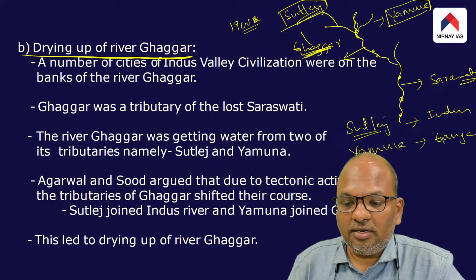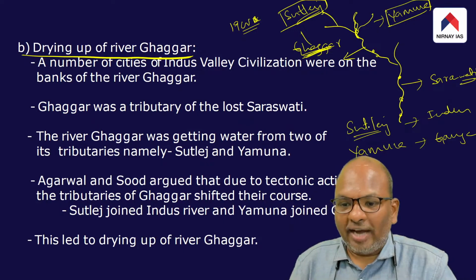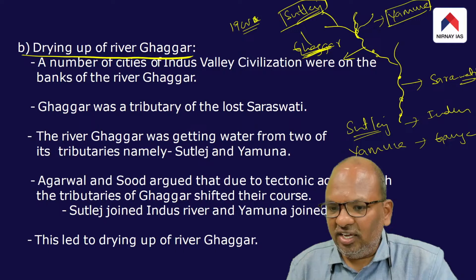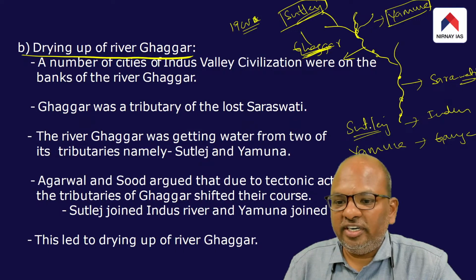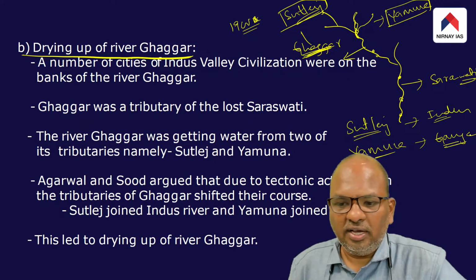But they argued that originally Satluj and Yamuna were tributaries of river Ghaggar, but later, due to earthquakes, due to tectonic activity, Satluj shifted its course and became the tributary of Indus. Yamuna also shifted its course and became the tributary of Ganga.